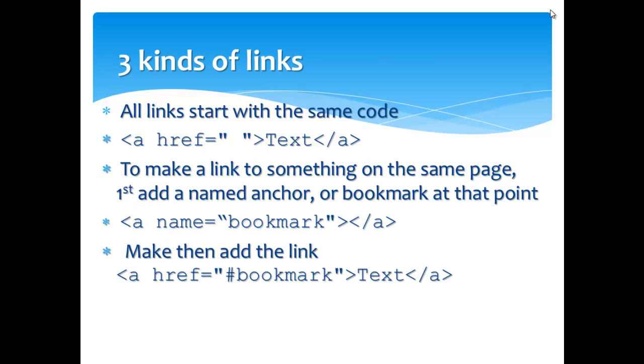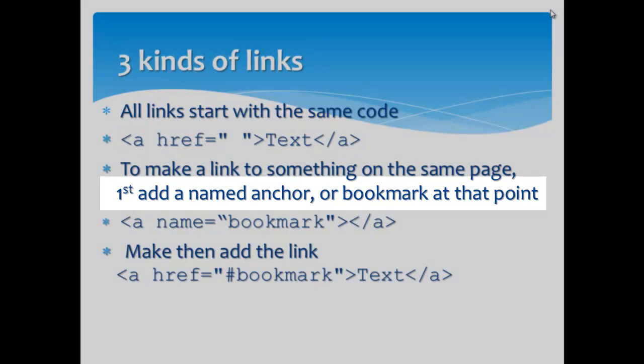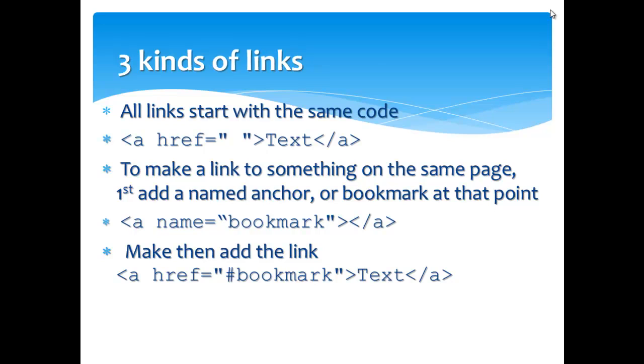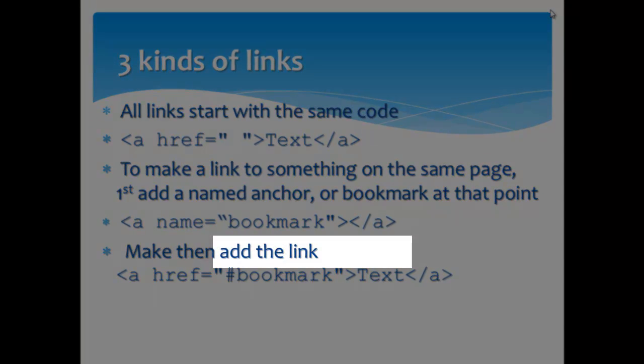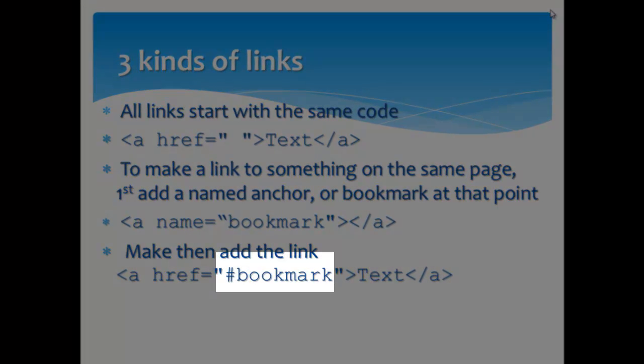To make a link to something on the same page, first you add a named anchor or bookmark at the point you wish to link to. This is done with a name equals and the name of the bookmark. There's no need for any text, and then the ending anchor tag. To make the link, add # and the name of the bookmark to the blank value section of the link structure.